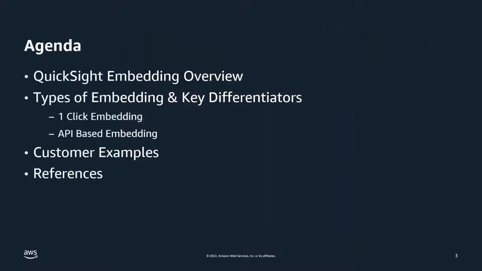Okay, moving forward. For today's agenda, we will be providing a quick overview of QuickSight embedding, the different types of embedding currently supported by QuickSight, and the key differentiators. That is the one-click embedding and the API-based embedding. We will then dive into the different customers that are using QuickSight embedding to empower the end users, and then finally wrap up with some references that you can use in your QuickSight embedding journey.